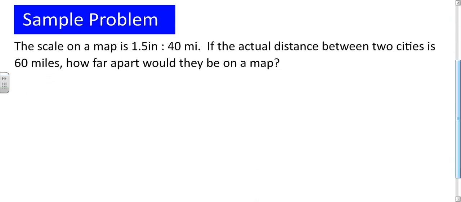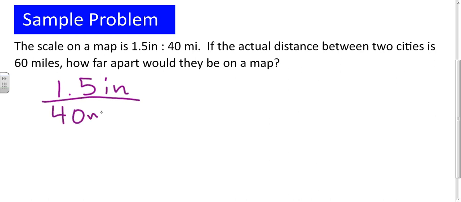The scale on a map is 1.5 inches to 40 miles. If the actual distance between two cities is 60 miles, how far apart would they be on the map? When I solve this problem, I want to set up my scale as one side of my proportion. So I'm going to write the scale, and remember to include the units, because that will help us set up the second side. So my scale is 1.5 inches to 40 miles.